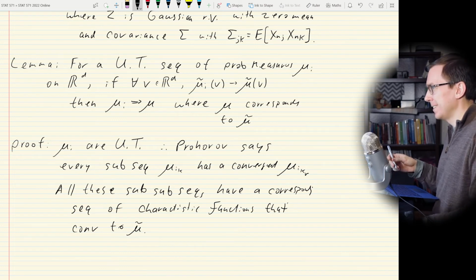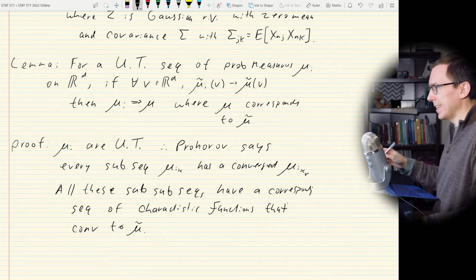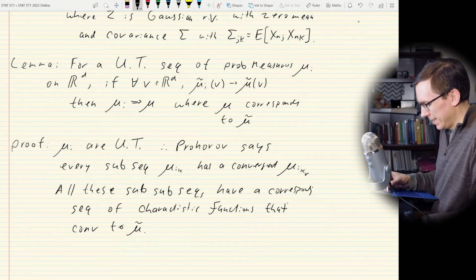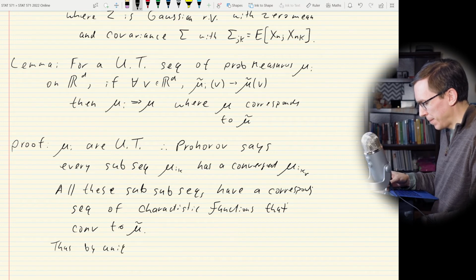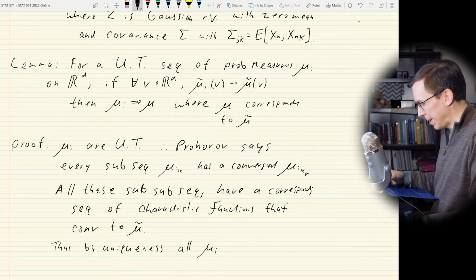Thus, by uniqueness from above, that uniqueness theorem that we proved, all μ_{I_{k_r}} weakly converge to μ.